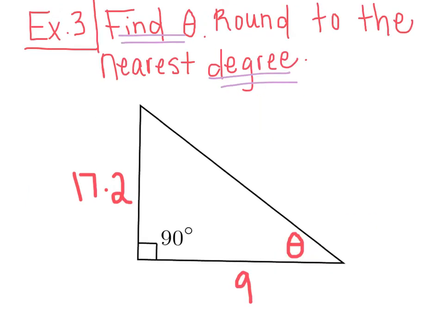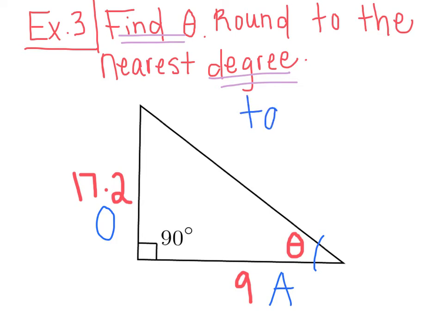Example 3. Find theta. Round to the nearest degree. So that nearest degree means whole number. So looking at our angle, theta, we have 17.2, which is the opposite side of theta, and 9, which is the adjacent side. So that is tangent.